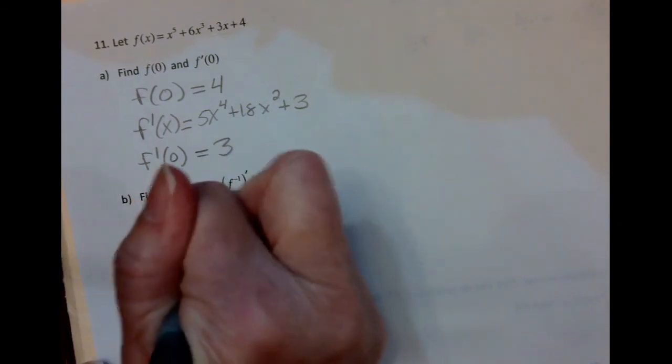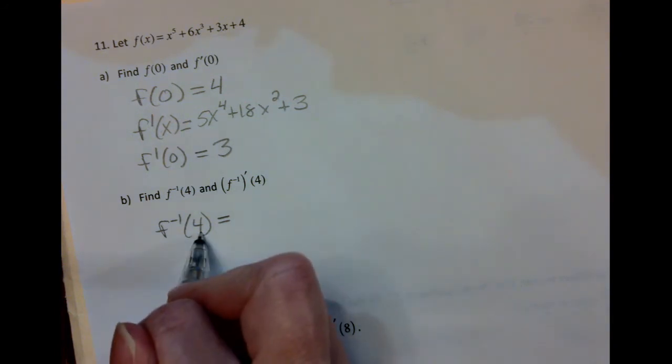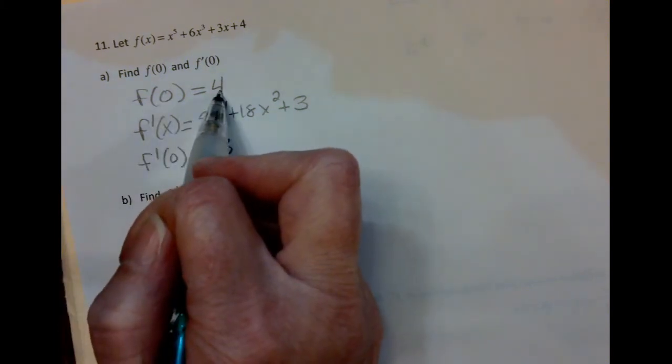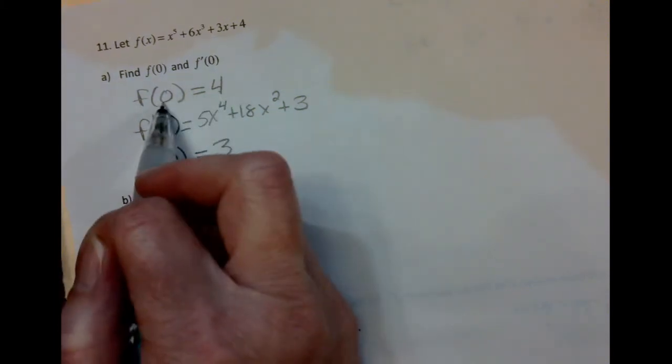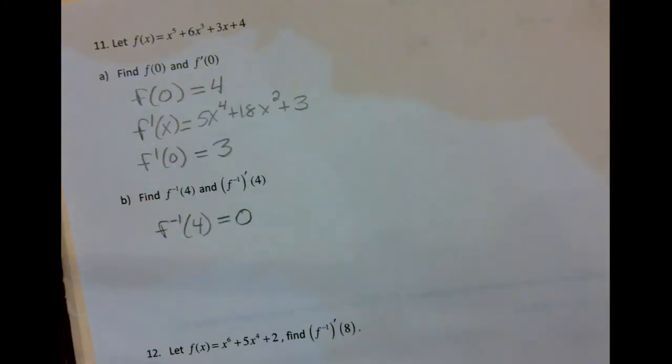F inverse of 4. Well, the connection from pre-calc is that if the x is 4 on the inverse, then it's the y on the original function. So then I should be flip-flopping the x and the y. So the x on the original goes to the y on the inverse.